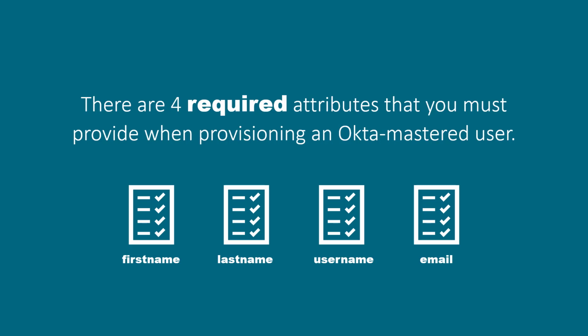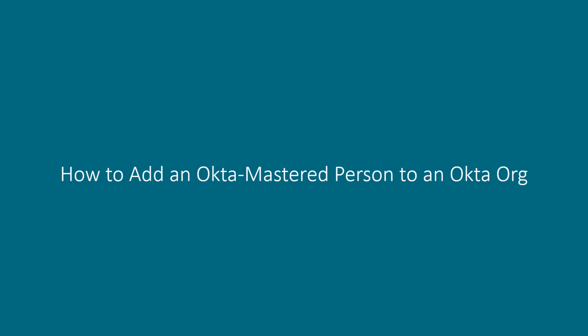By default, when provisioning an Okta-Mastered account, there are actually 4 attributes that you must provide values for. These required attributes include first name, last name, username, and email address. In addition, the username must be in the form of an email address. In the upcoming demonstration, I'll show you how to add an Okta-Mastered person to an Okta organization.